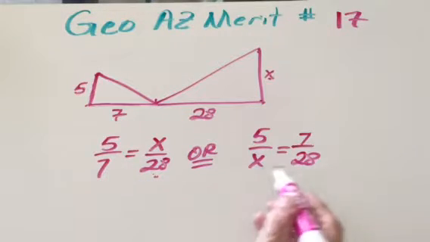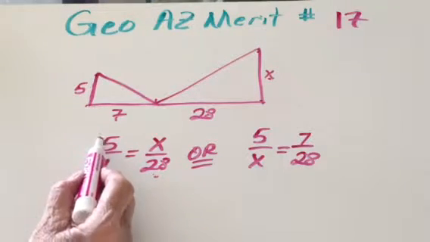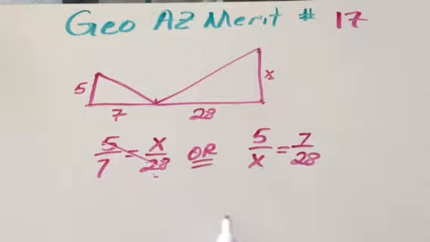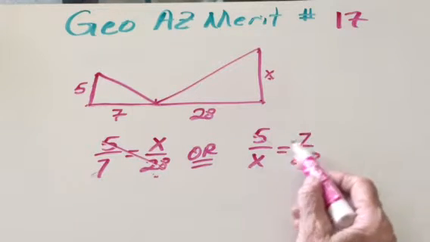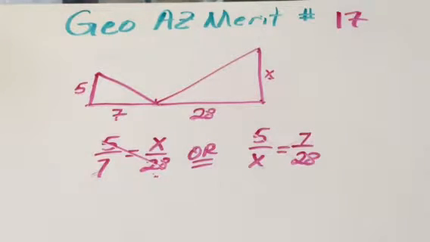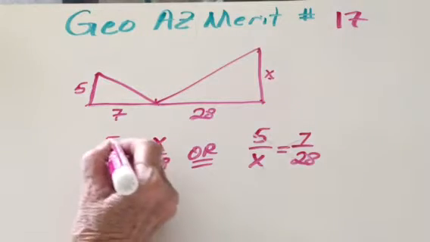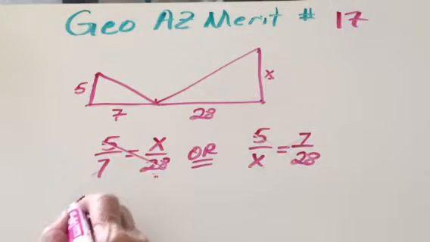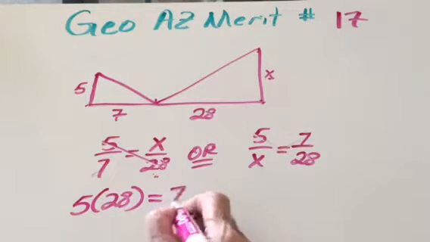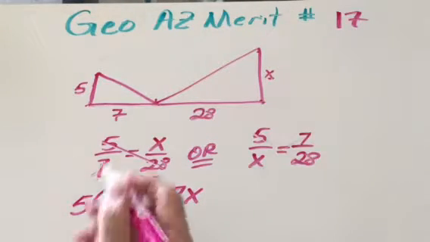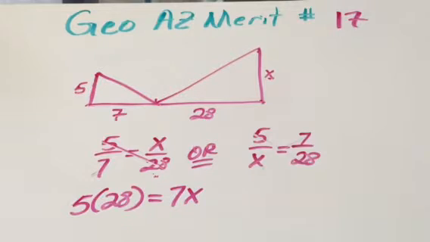I can solve it either way because watch what happens, guys. I'm going to multiply 5 by 28 there. I'm going to multiply 5 by 28 there. I'm going to multiply 7 by x, and I'm going to multiply 7 by x. So either way, you can set it up. Okay, so this says 5 times 28 equals 7 times x. Well, this is calculator time. So all I do is find my calculator here.